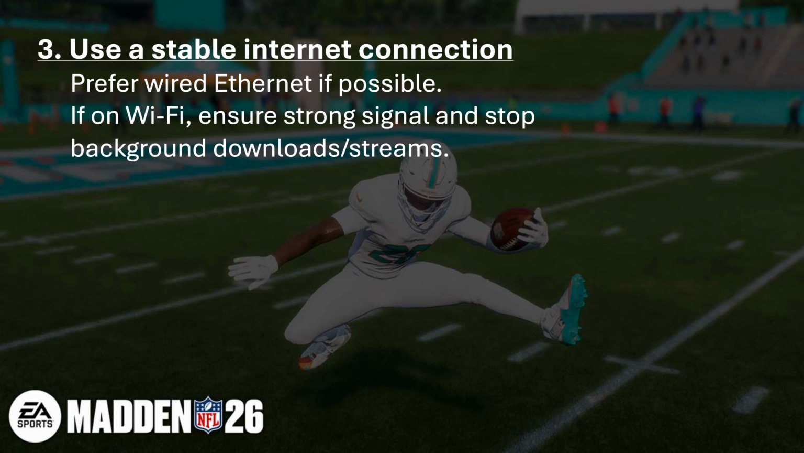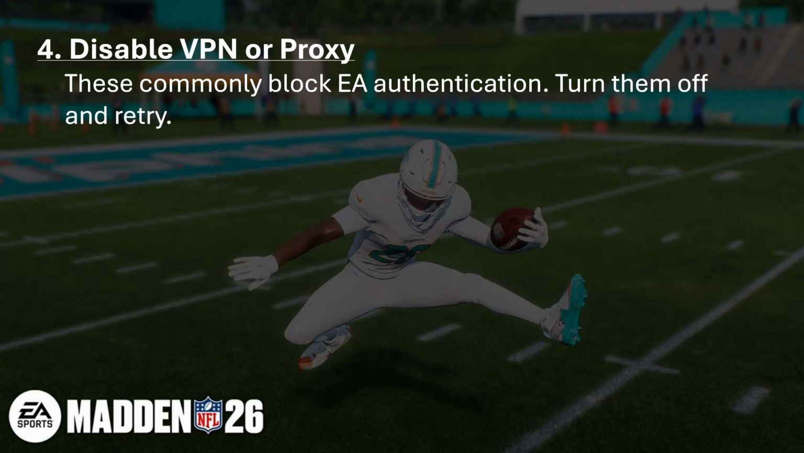Prefer wired ethernet if possible. If not, then ensure strong signal and stop background downloads or streams. Then the fourth thing you can try is to just disable any VPN if you're using a proxy. This commonly blocks EA authentication, so turn them off and retry.